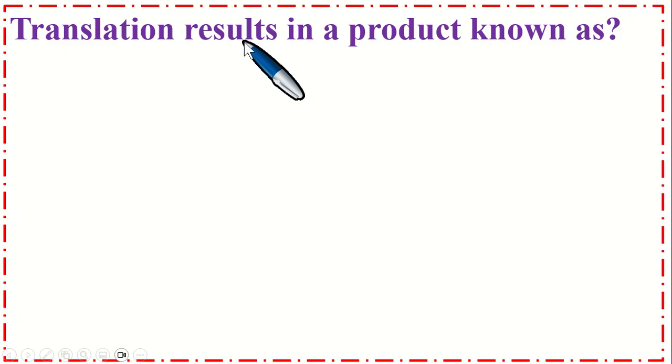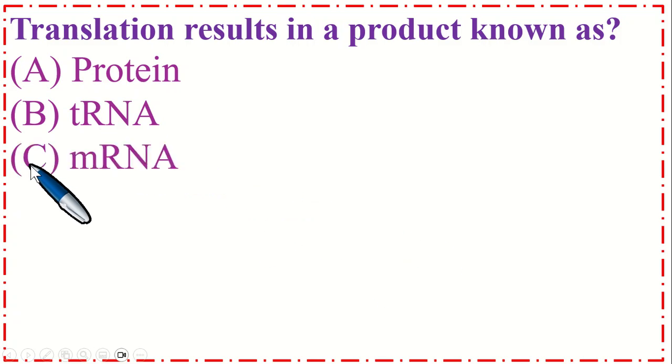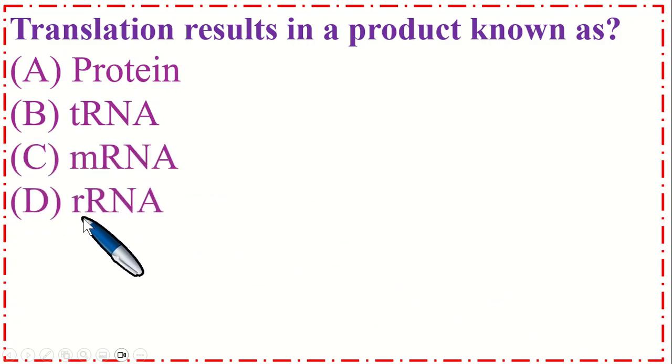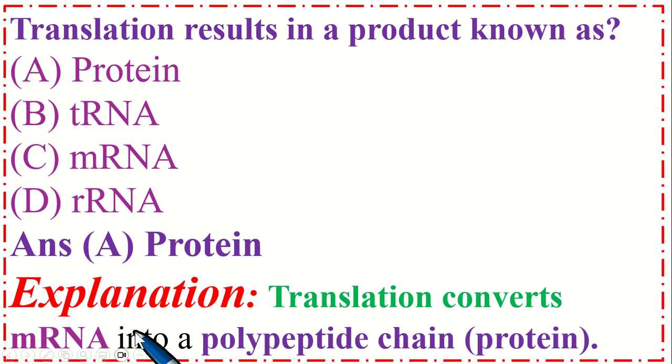Translation results in a product known as: option A, protein; B, tRNA; C, mRNA; and option D, rRNA. So the correct option is A, protein. Explanation: translation converts mRNA into a polypeptide chain, which means into proteins.